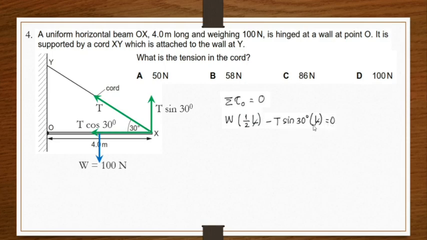So I can cross L out, or if you want to substitute this using 2 meters and that L using 4 meters, that will be okay. That will be the same. The weight is 100 multiplied by a half equals T times a half. So you can calculate that T is equal to 100 Newton. So the answer is D.